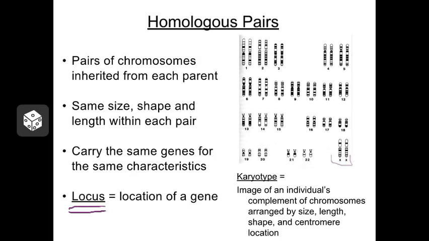So that's what homologous refers to, the location of the genes on the chromosomes. Notice that within a pair, the banding patterns are the same. Those bands represent the genes. So what this tells you is that within a pair of chromosomes that are homologous, these chromosomes carry the same genes in the same locations for the same characteristics. They are homologous.